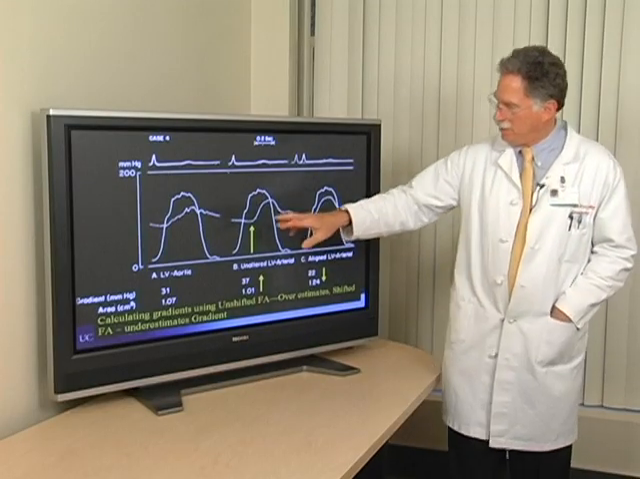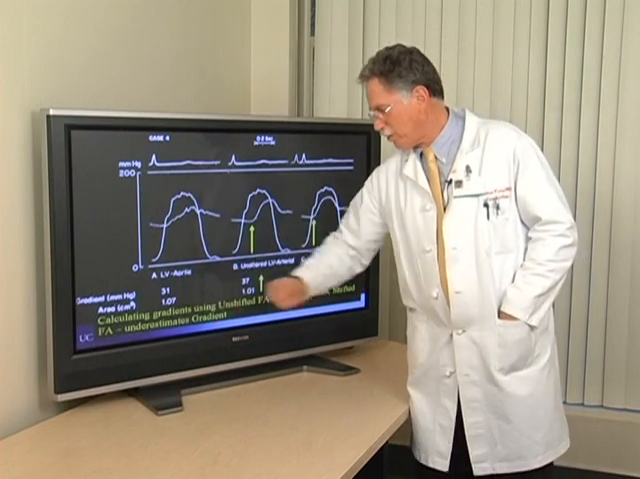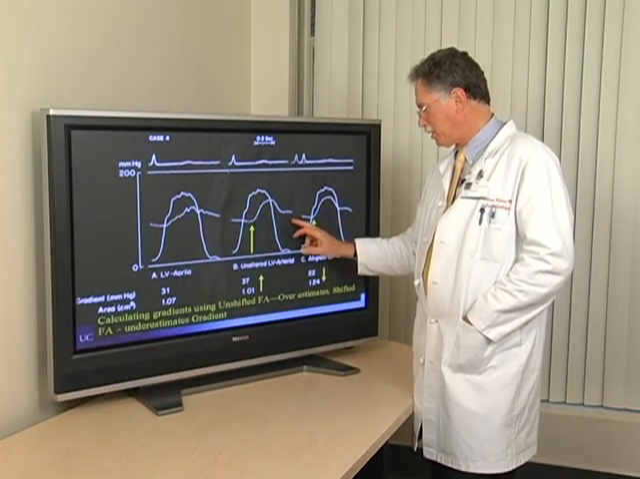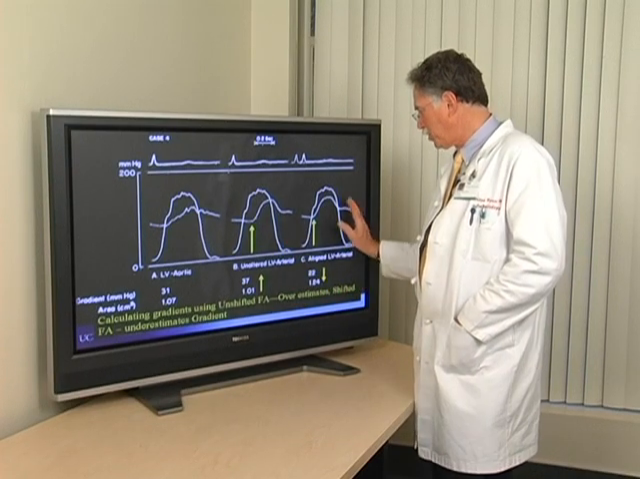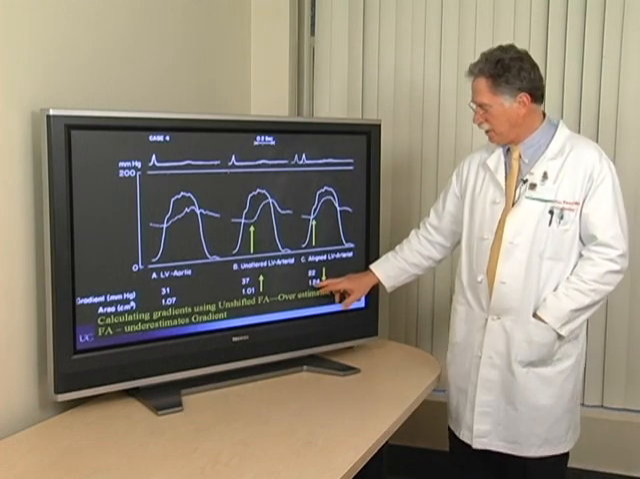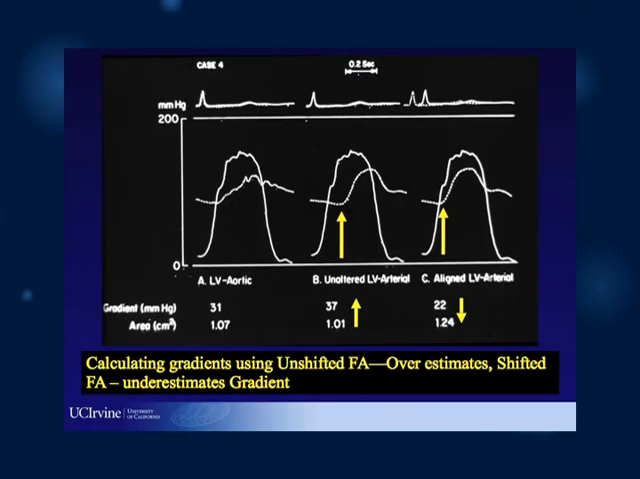We see that the unaligned pressure gradient produces a valve area of 1.7. The unaltered femoral artery pressure produces a valve area of 1.01, but if we shift it back, we get this very large increase, underestimating the severity of disease with a valve area of 1.24. This work from Folland is well known, and if you have to do something, select the unshifted one or use a central aortic pressure.